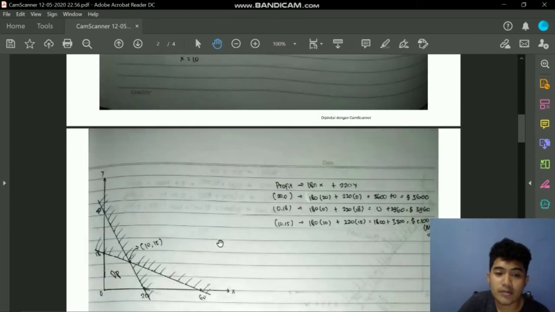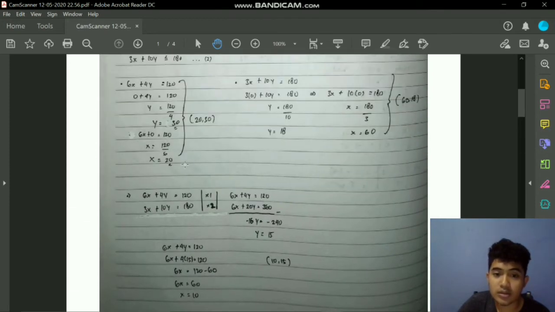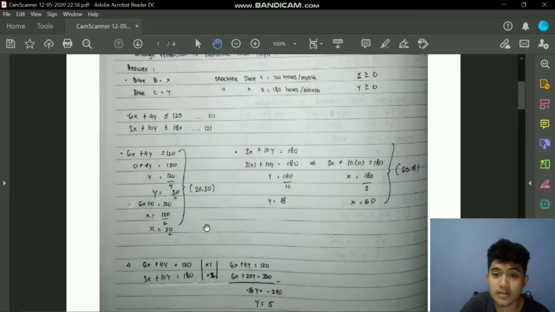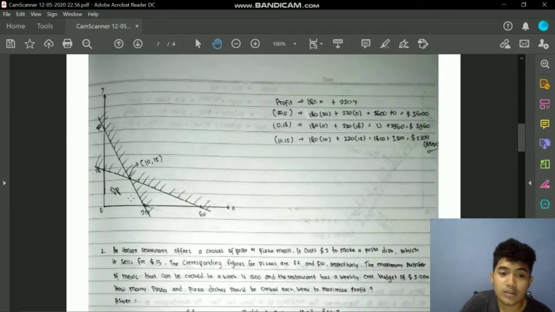This graph is for 30 and 20, and this graph is for 3x plus 10y. We get the midpoint, and this is the solution region. The profit is 180x plus 220y from the question.